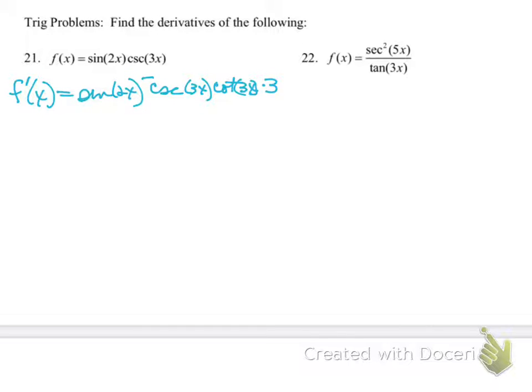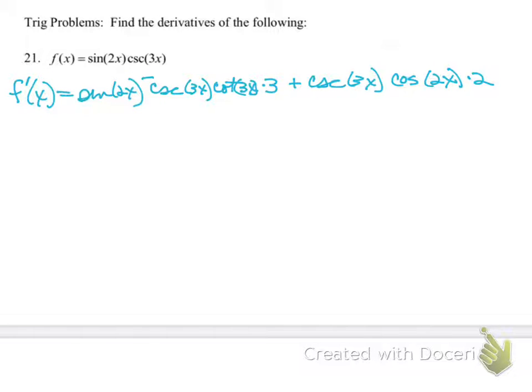Okay, so I'm just going to preemptively get rid of this problem so that we can extend. So far I've done left d right. So now it's plus right, cosecant 3x, d left. Okay, that's going to be cosine 2x times 2. And just to clarify, that says cosine, C-O-S.